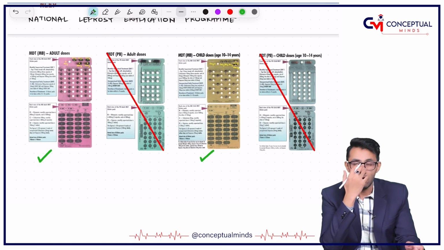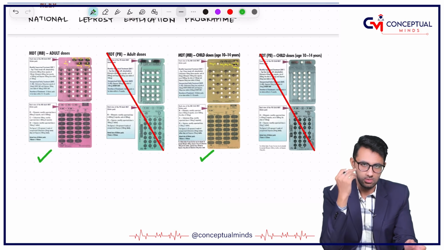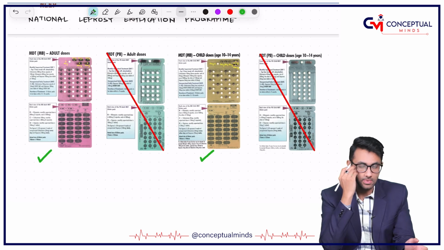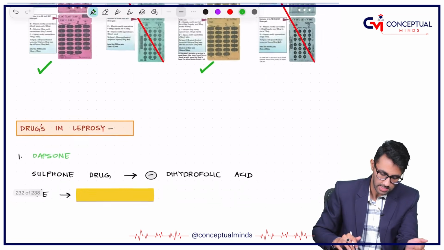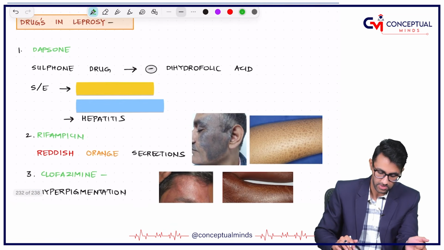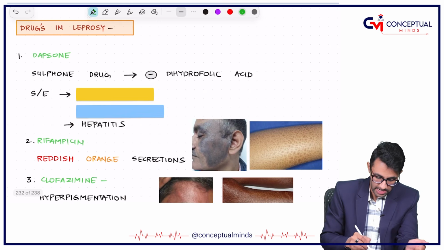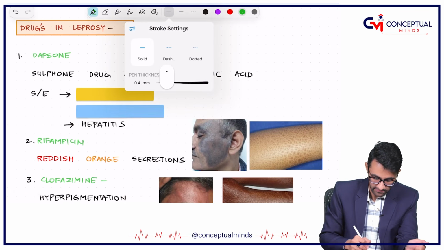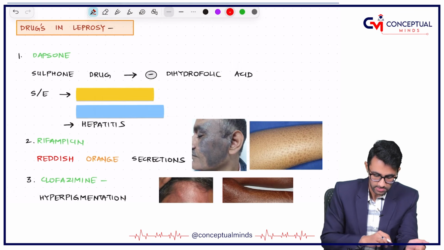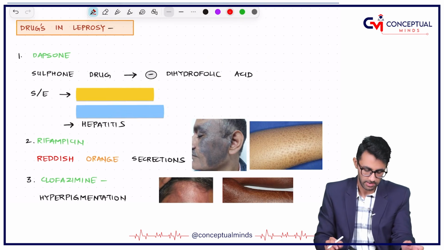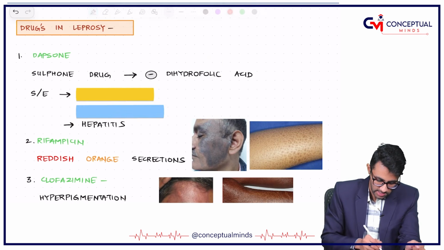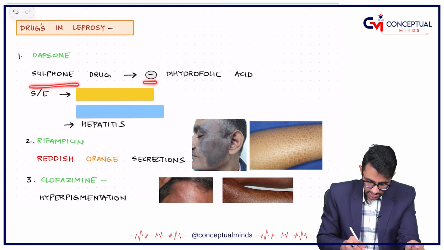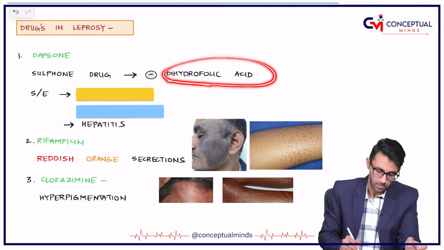How about the drugs in leprosy? Yes, these are the 4 drugs under the NLEP program. But there are other drugs as well. Definitely we'll discuss other drugs, but before that we should know about the side effects which the patients can face. When we give dapsone, which is a very potent drug, right? Dapsone is a sulfone drug. It inhibits dihydrofolic acid. What are the side effects?